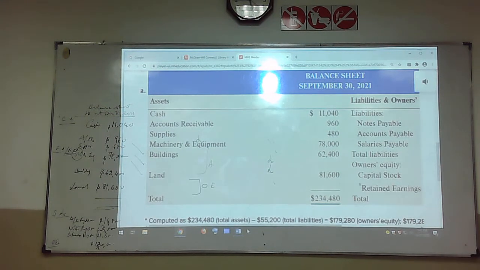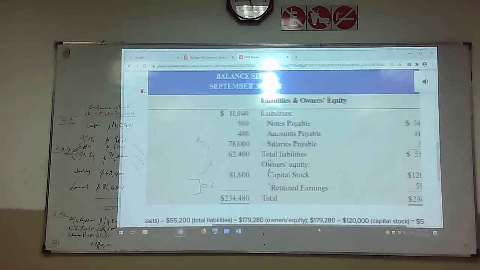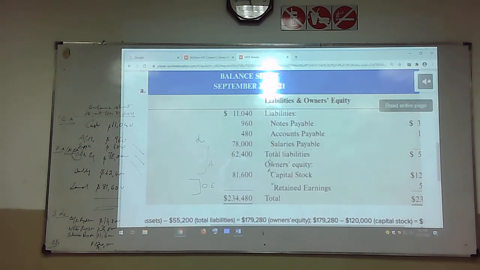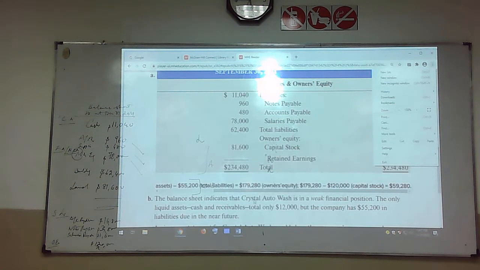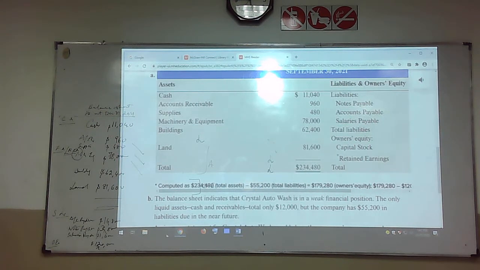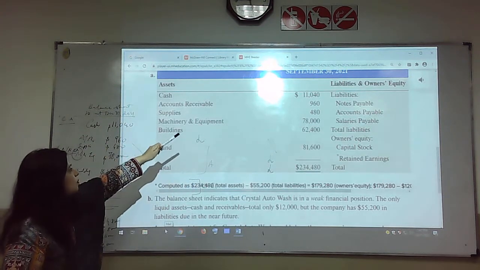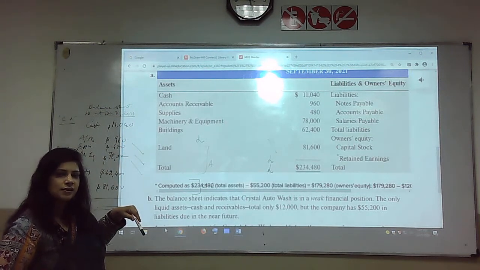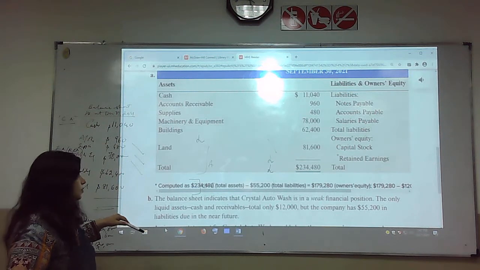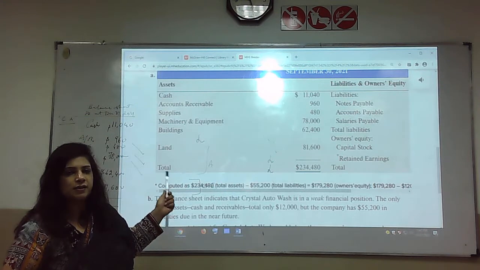So now what they have done is like this. Let me just, okay, so now you see that this portion would have the cash 11,040, accounts receivable as 960, supplies as 480, provided that there's no adjustment regarding the supplies, okay? Because supplies get consumed and then they become expenses, and expenses are not placed in the balance sheet at all.